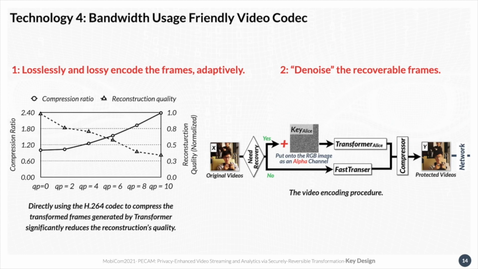At the same time, we also need to make the adaptive removal of the high-frequency information in the reversible video frame. That is, we erase some high-frequency noise that has little to do with the reversibility of the video so as to reduce the bandwidth usage further.